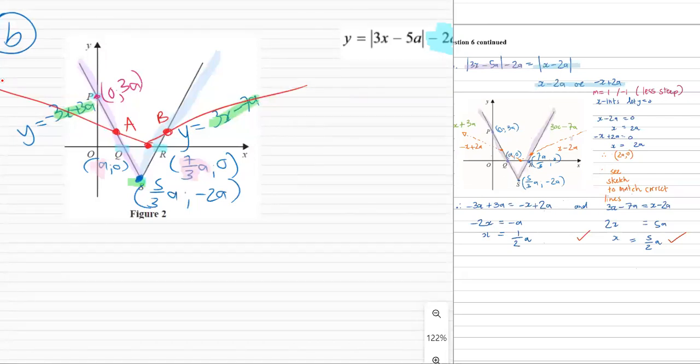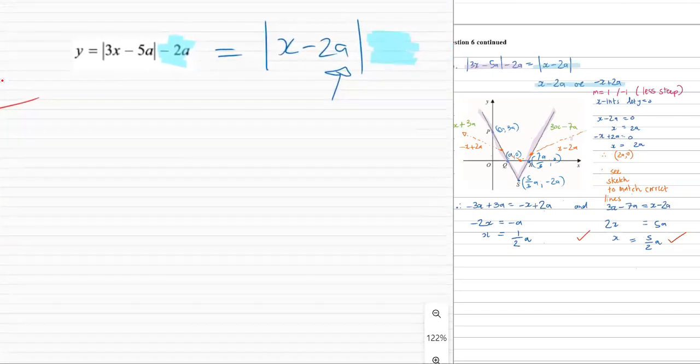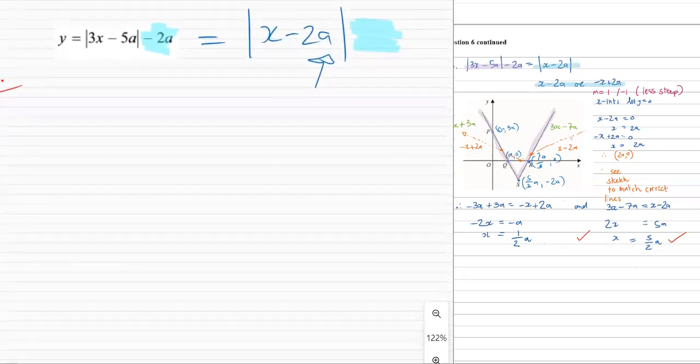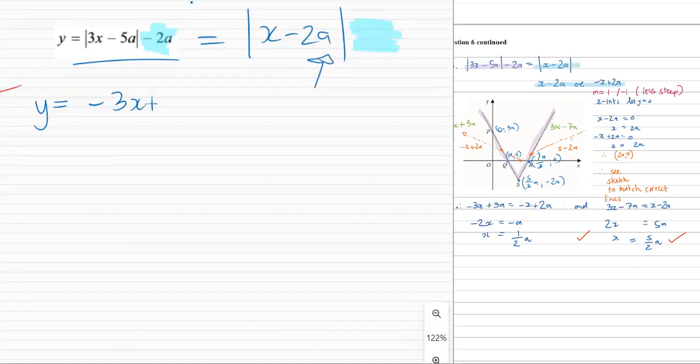So we know that the two graphs we're equating to get the x of point A are going to be the two negative graphs. That's already a big step. We already had our negative and positive graphs, so I'm just going to do the -1. The negative was y equals -3x plus 3a. And the -1 of the new modulus graph that we're looking at is y equals -x plus 2a.